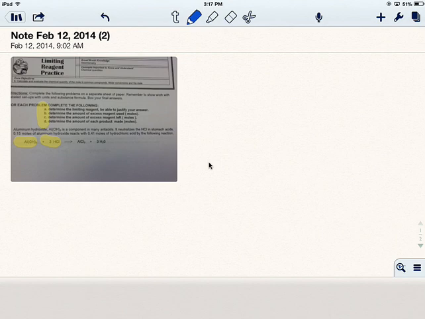Another thing to keep in mind is everything on this assignment is given to you in moles. Everything is in moles. That makes it a little bit easier because you do not have to calculate molar mass of anything.